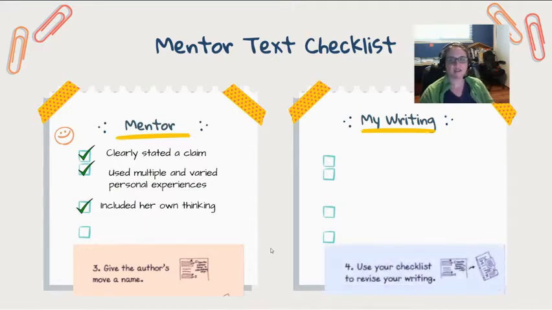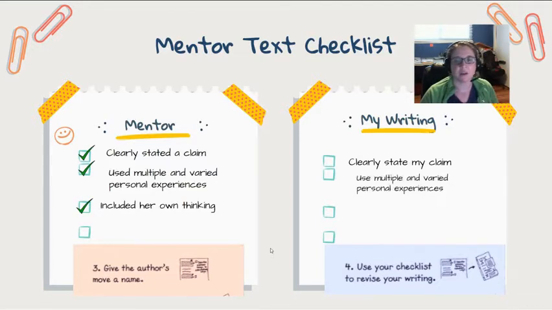So now that I've identified and named the writing moves, I can make a checklist of things that I am going to also try and include in my own writing. So how this might look. In my writing, I'm going to make sure that I clearly state my claim. I'm going to use multiple and varied experiences, and I'm also going to include my own thinking.